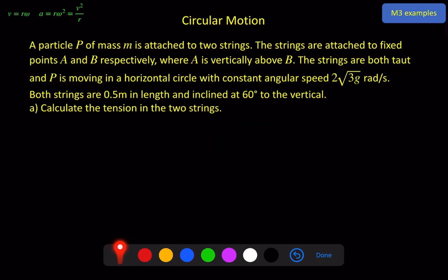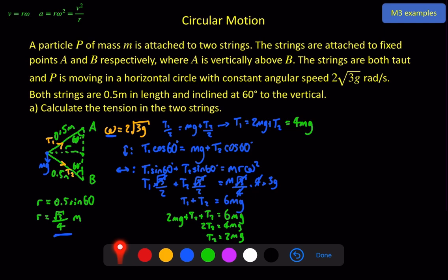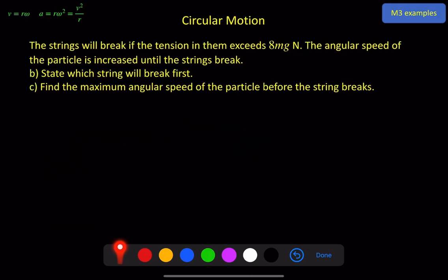Now we've got a second part, which said the strings will break if the tension in them exceeds 8mg. The angular speed of the particle is increased until the strings do break. State which string will break first. Well, we've just said that T1 is 2mg bigger than T2. Whatever these are, this still holds. So T1 will obviously hit that limit first.